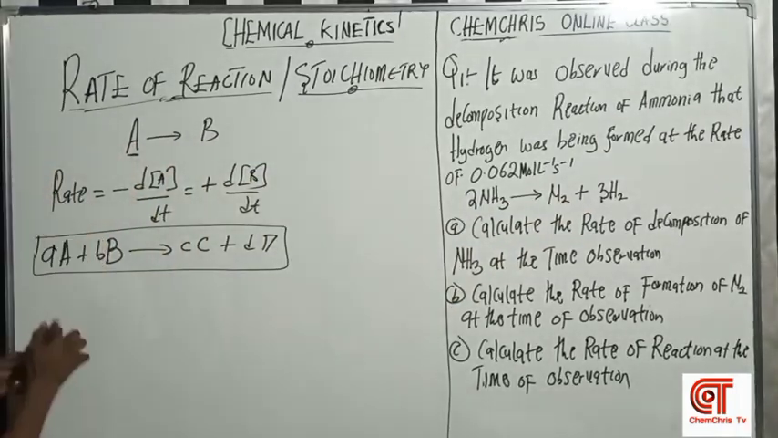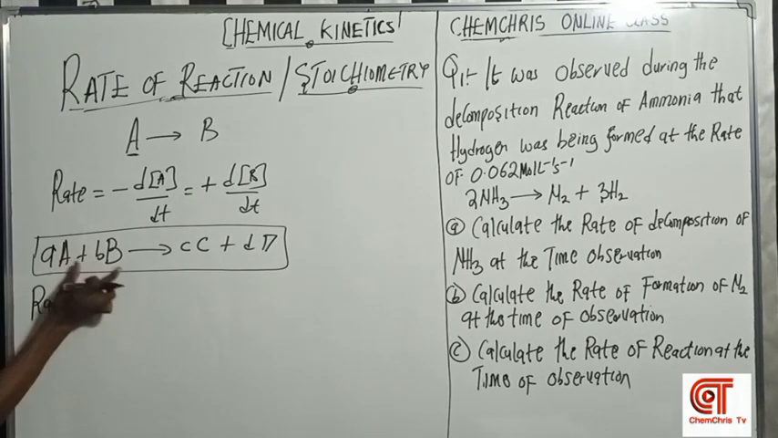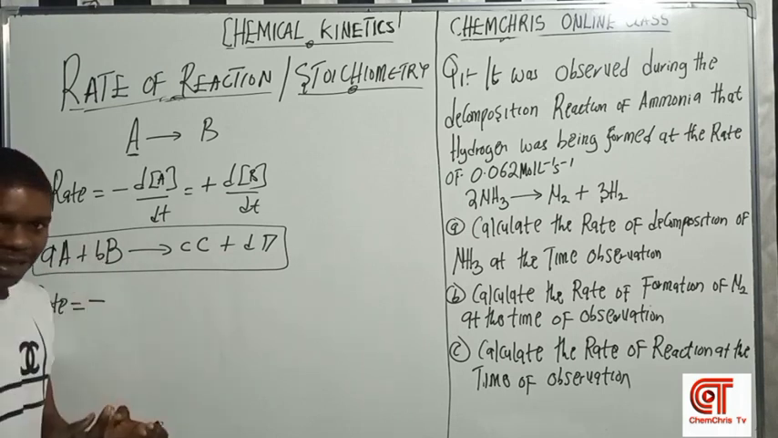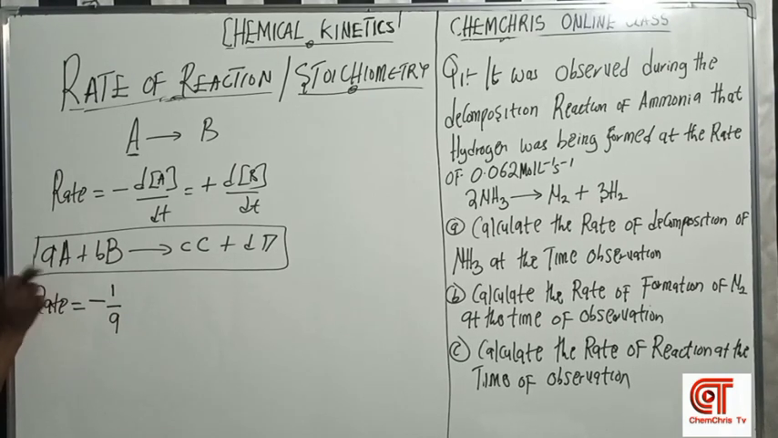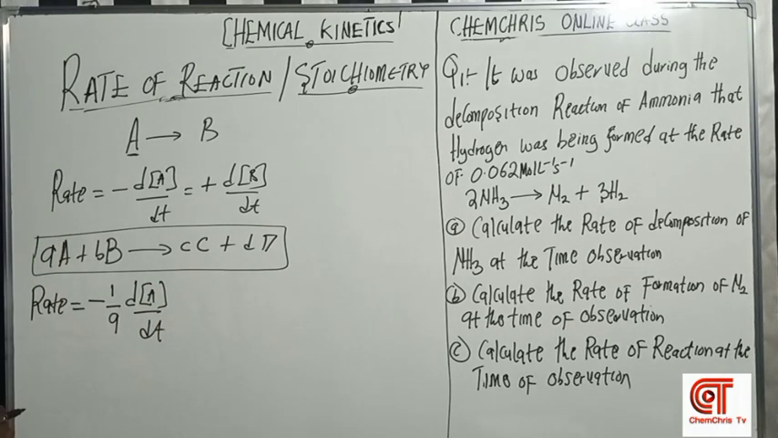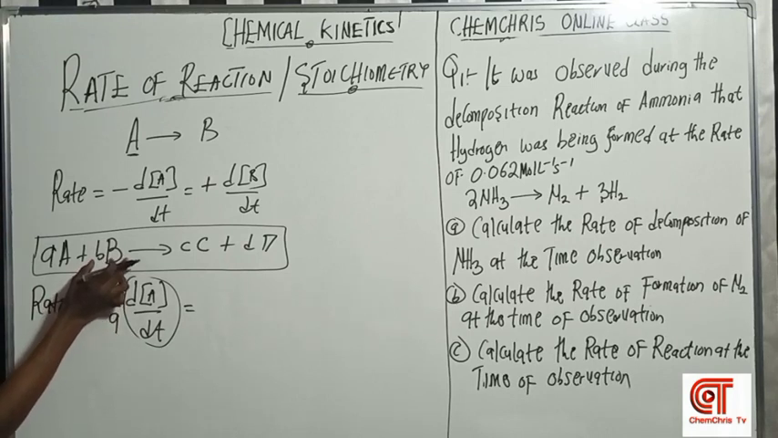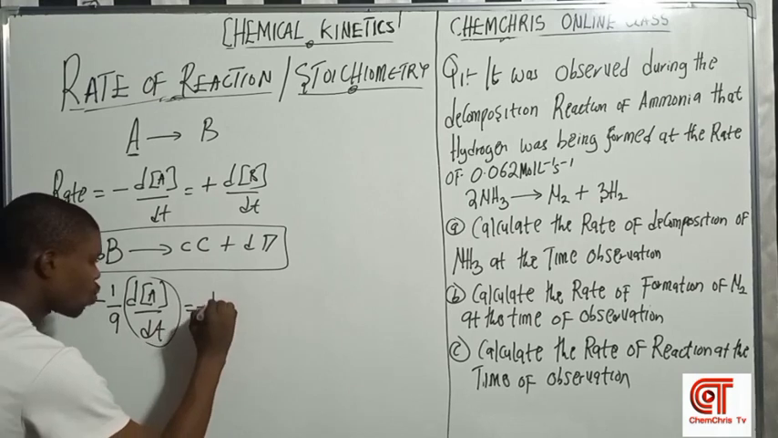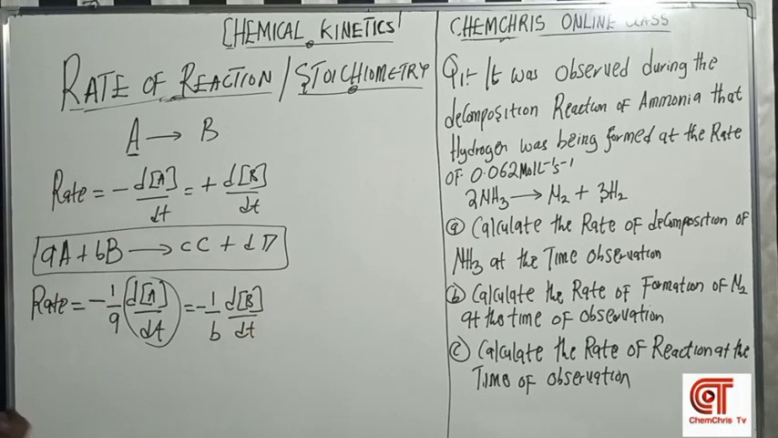So if you want to write the rate of reaction, the rate is equal to minus, right? Because these two are the reactants, and reactants tend to decrease, which is minus. So it's going to be minus 1 over a, the coefficient, change in concentration of A over change in time, right? So this is the rate of this A here. Now we also have the reactant B, so it would be minus 1 over b, change in concentration of B over change in time. Can you see that?